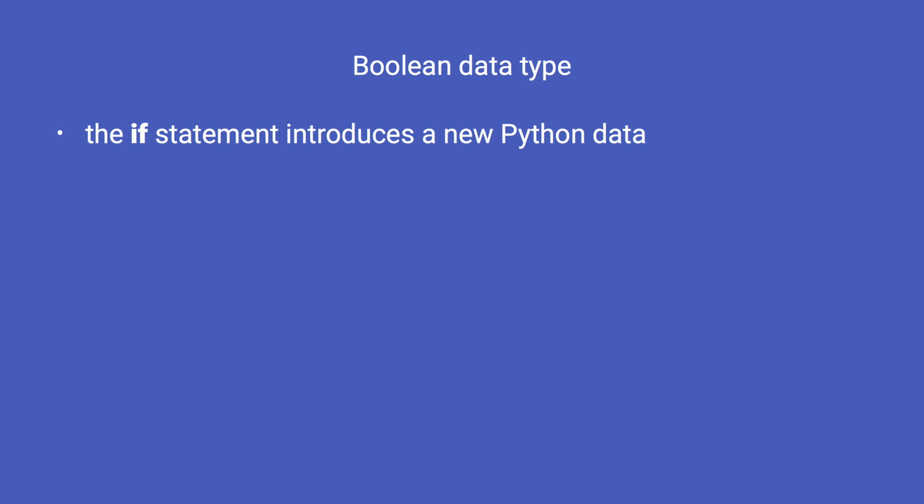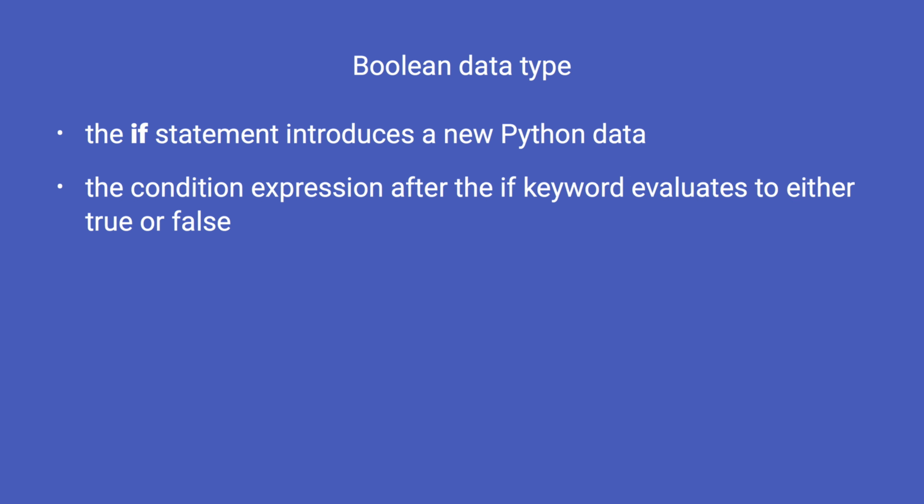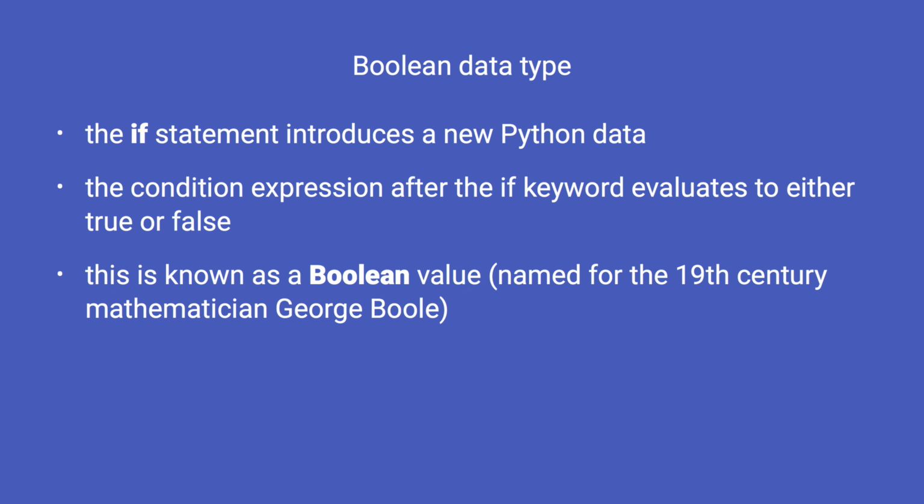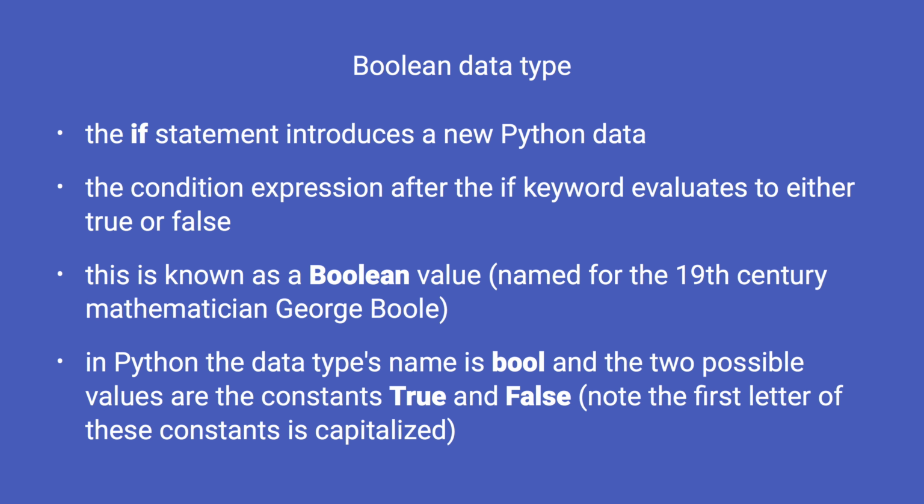The if statement introduces a new Python data type. As you probably noticed, the result of the condition expression after the if keyword always evaluated to either true or false. True and false are known as boolean values and are named after the 19th century mathematician George Boole. The name of the data type for boolean values in Python is bool.